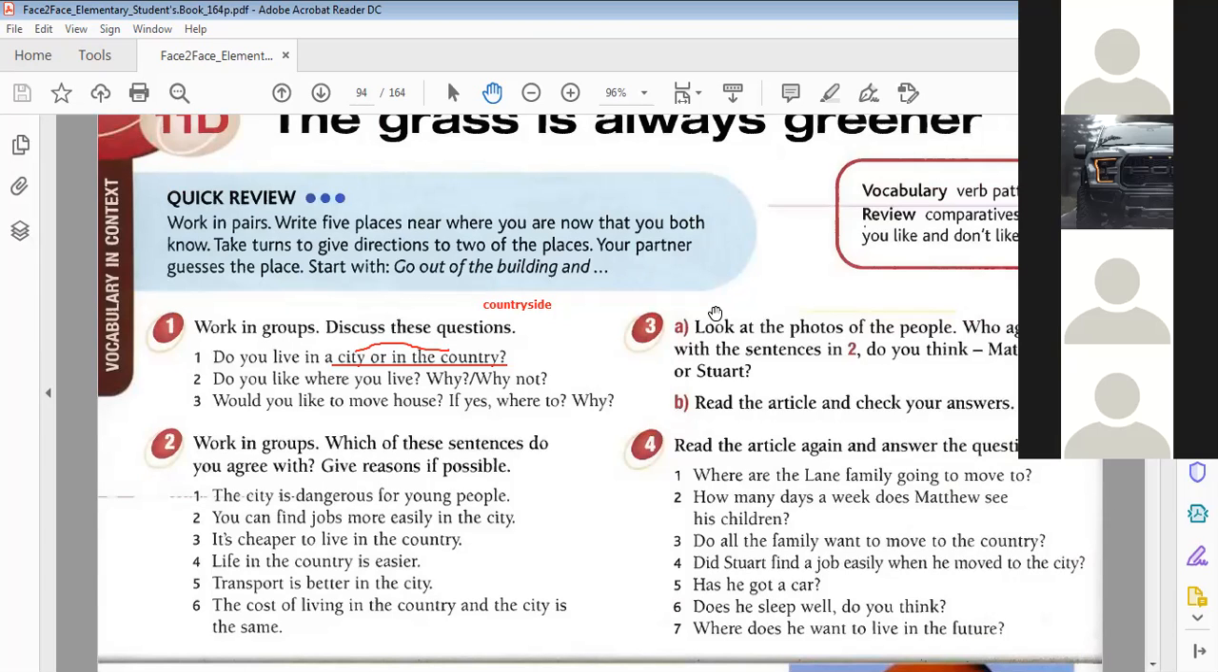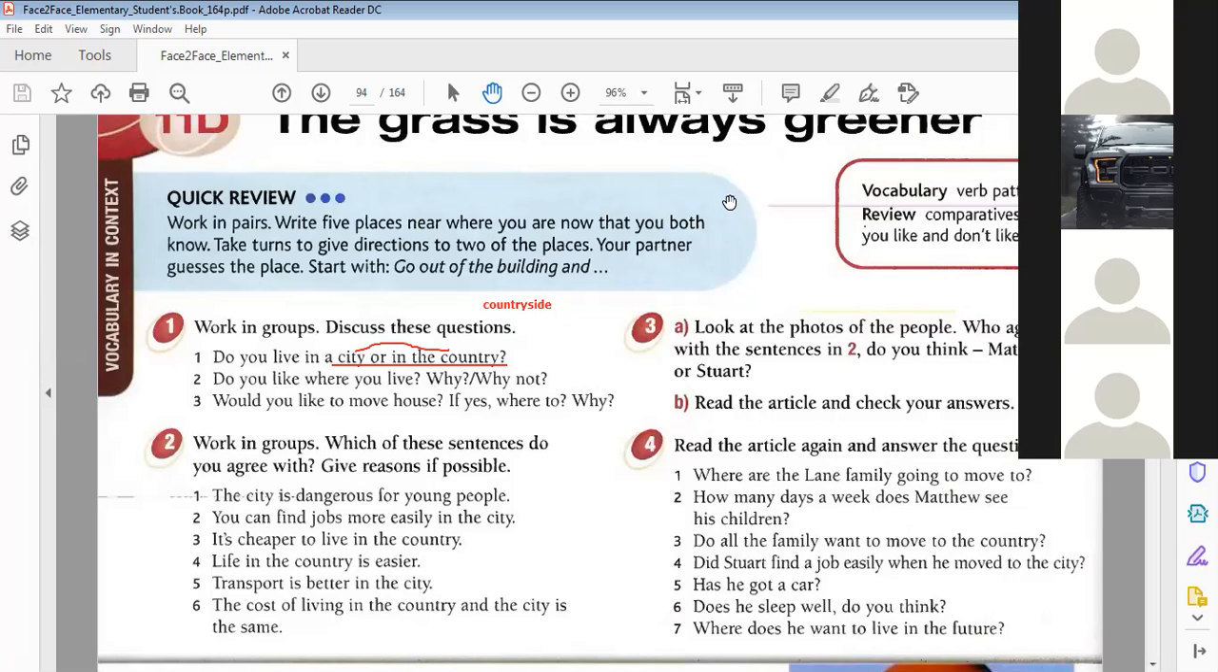I think you're right. And the last point, Samiha, what do you think here about number 6? What's your opinion? The cost of living in the country and the city is the same. I think it's false. You disagree? You think it's not true? Why do you think the cost of living is different? What's the reason?